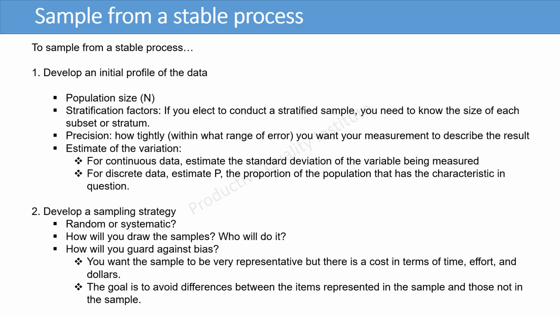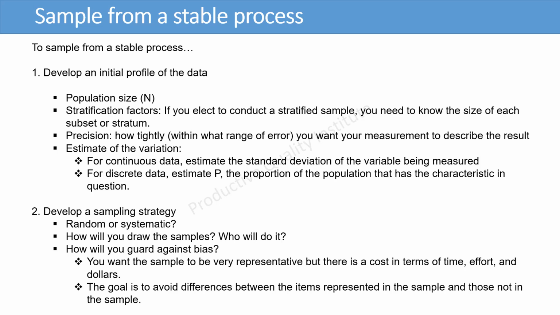Precision: how tightly, within what range of error, you want your measurement to describe the result. Estimate of the variation: for continuous data, estimate the standard deviation of the variable being measured. For discrete data, estimate p, the proportion of the population that has the characteristic in question.